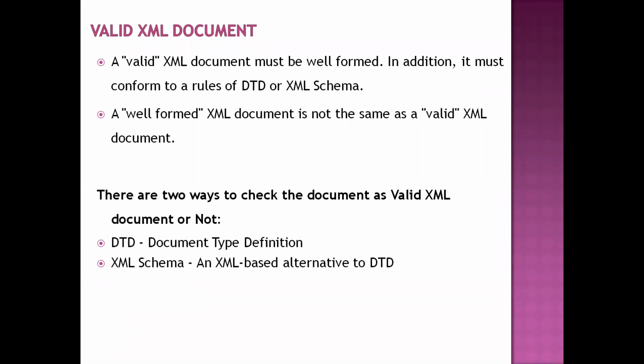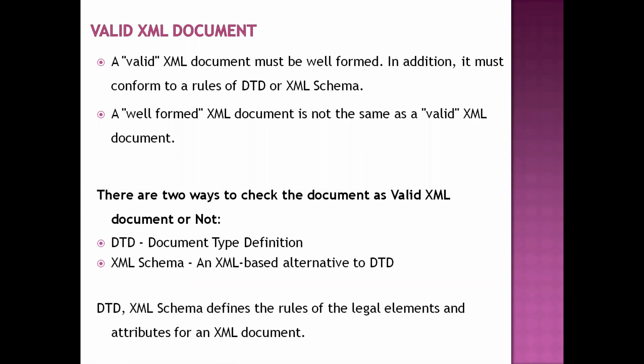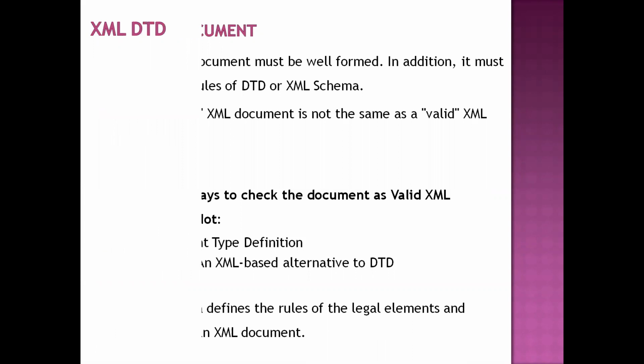There are two ways to check whether a document is a valid XML document or not. One is by using DTD and another one is by using XML schema. These DTD and XML schema are two different techniques for defining the rules of the legal basic building blocks of the elements. By using these two techniques, we specify whether the document is valid or not. Let us see how to write the XML DTD.